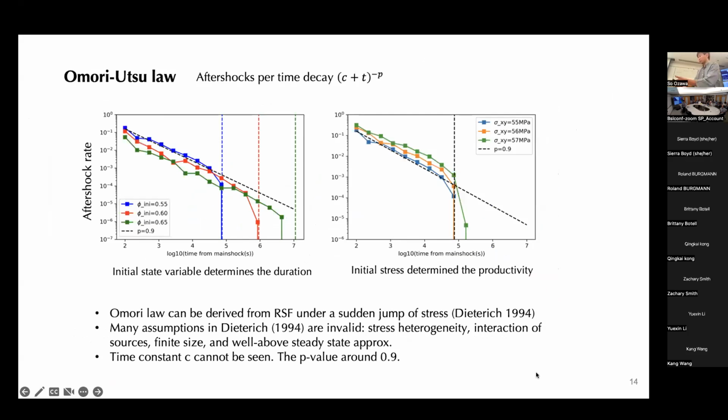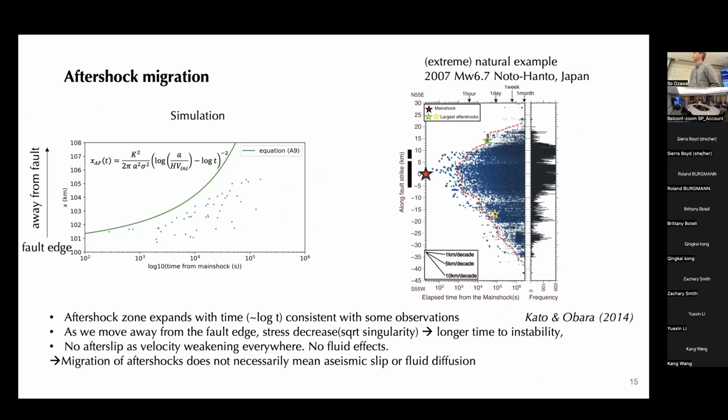So this is about temporal characteristics. Now I move on to the migration of aftershocks. This model can also explain the migration of aftershocks over time. In observations, there are many cases where the region of aftershocks expands with the logarithm of time. So it can also be reproduced in our simulation.